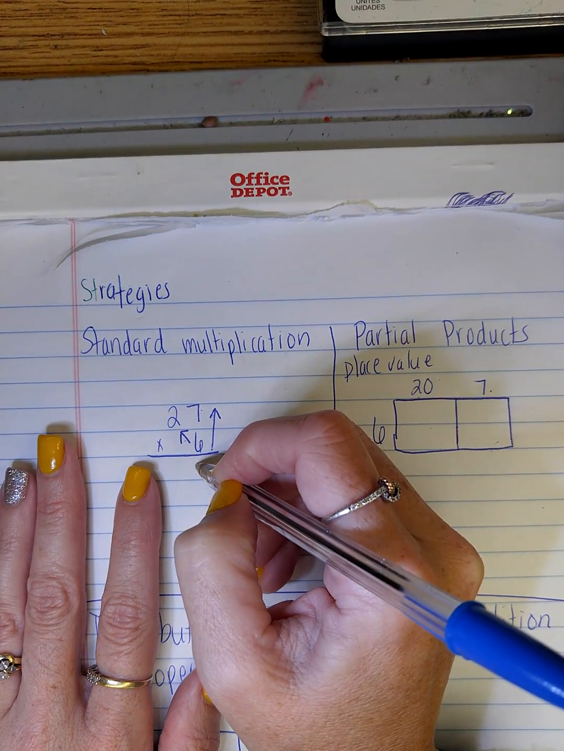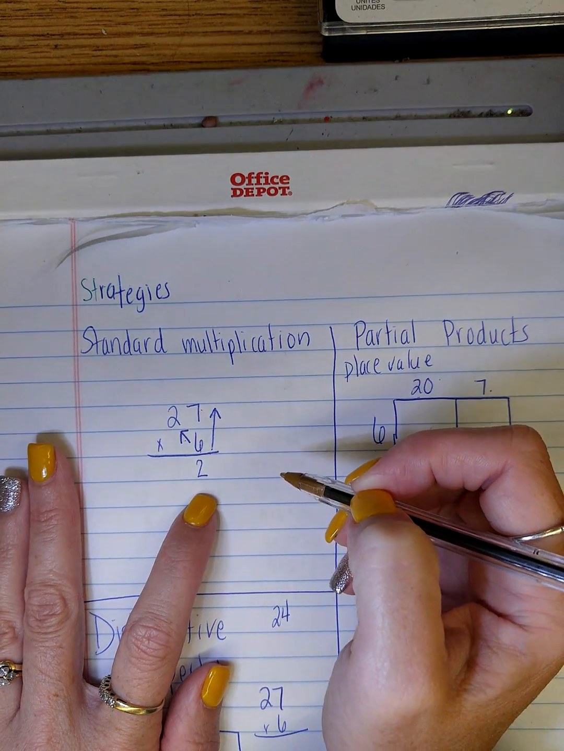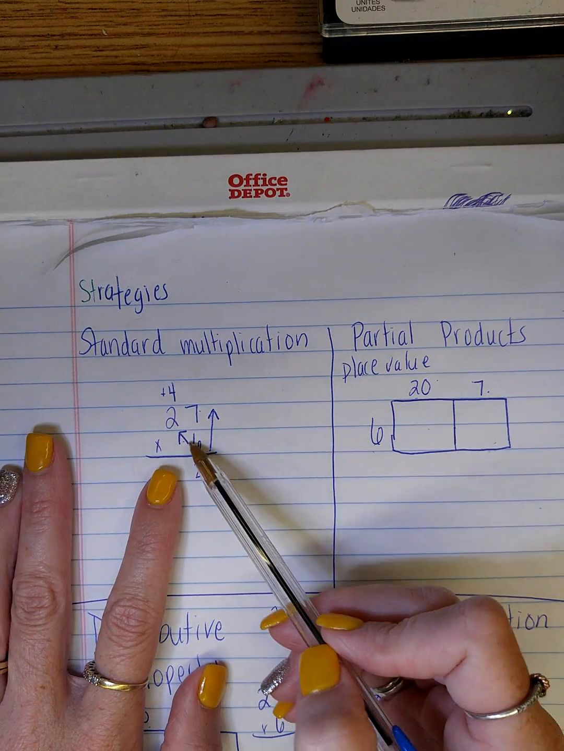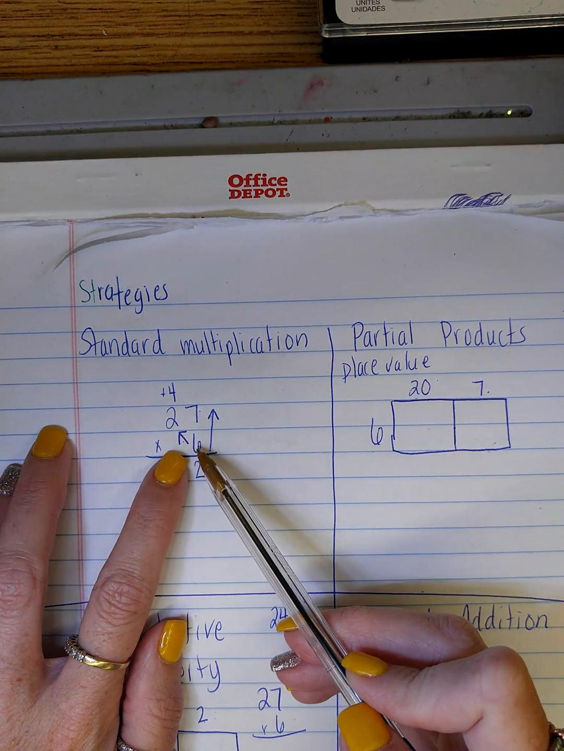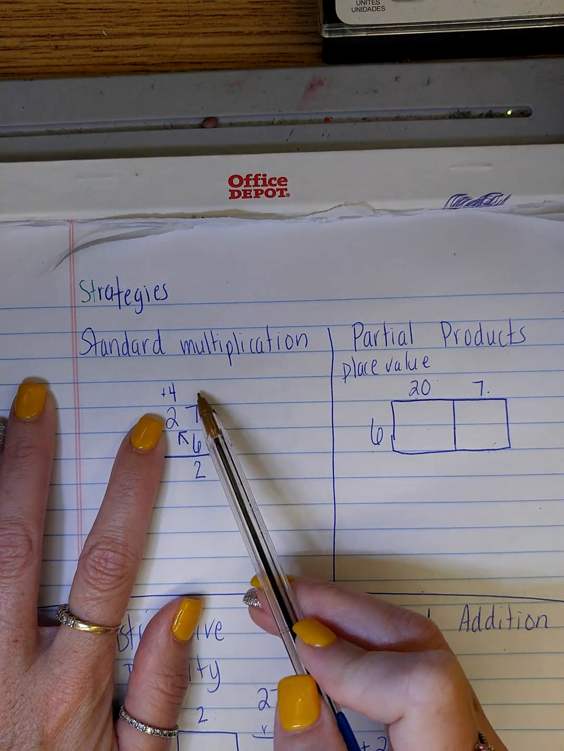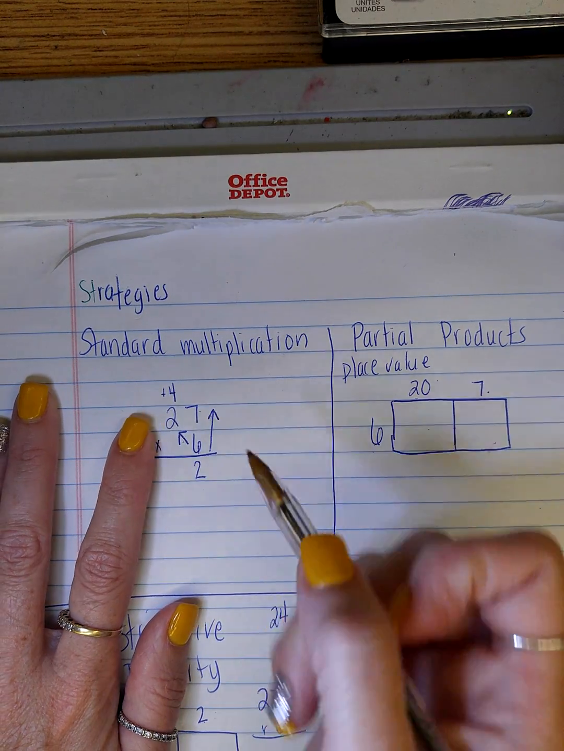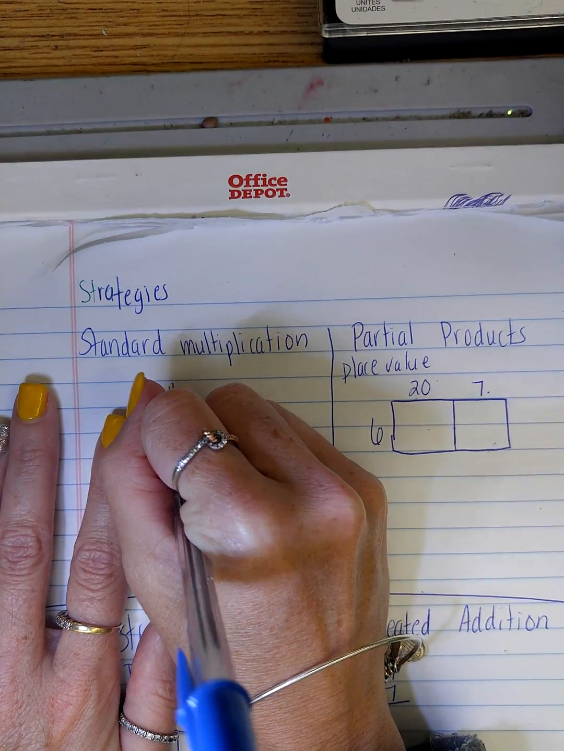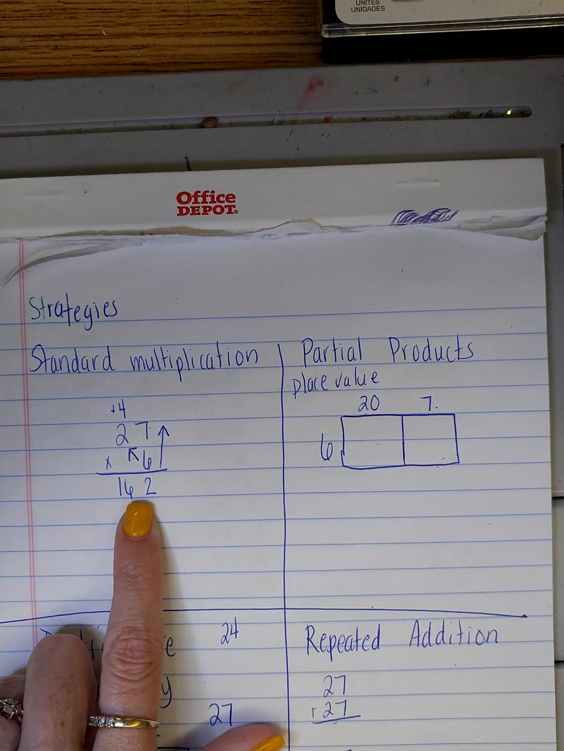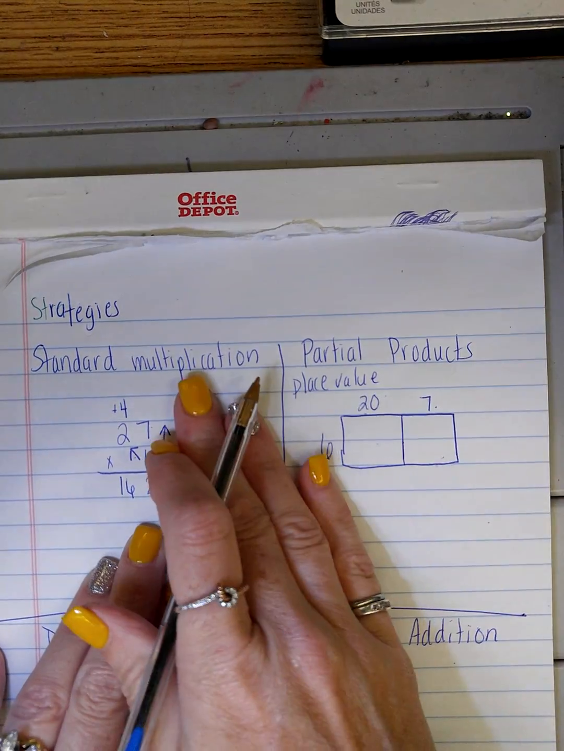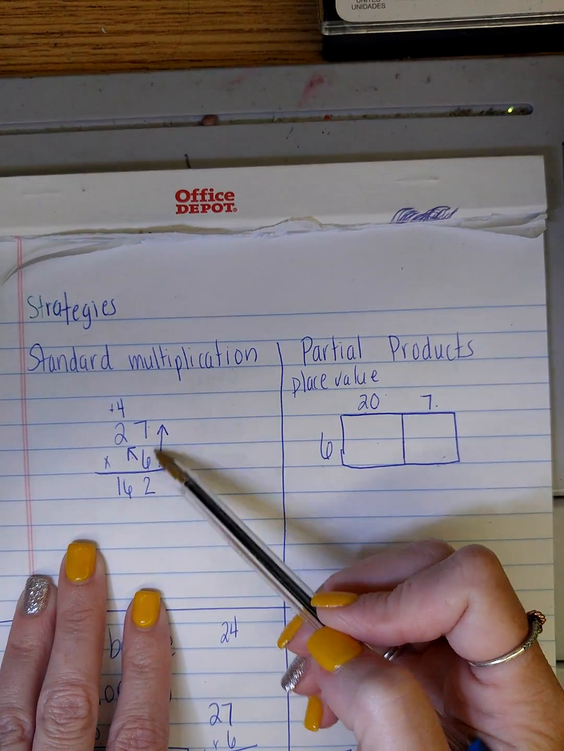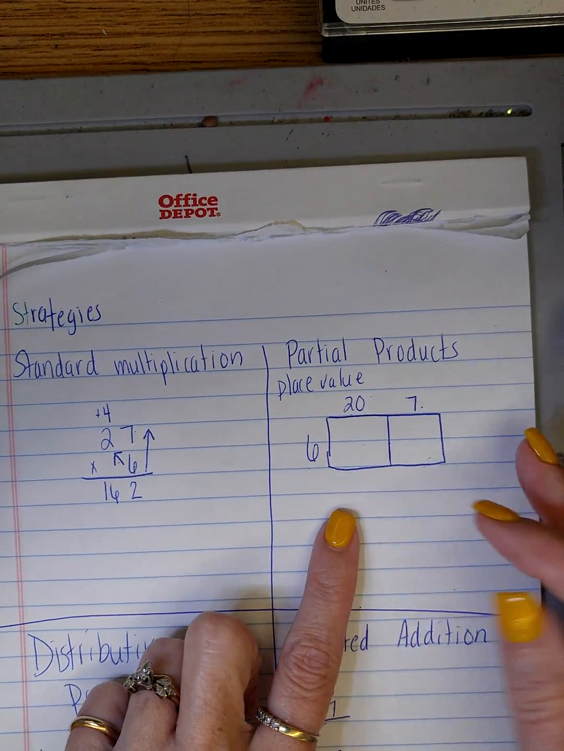So 6 times 7, well, that's 42. So I write my 2, and I regroup my 4 over the 10s. Now I'm going to move towards multiplying times my 10s. 6 times 2 is 12 plus 4, because I have to add the 4 from the 42. So 12 plus 4 is 16. So the answer is 162. That's what the answer is using standard multiplication. And you would do that no matter whether you had 2, 3, 4 numbers. You would continue the pattern starting from the right, working your way towards the left.